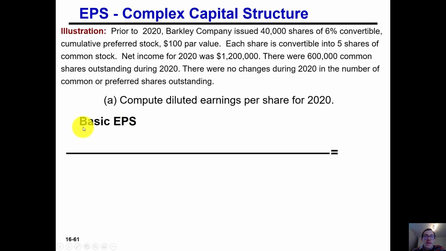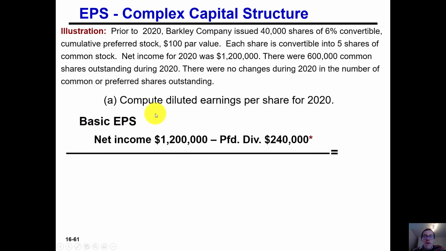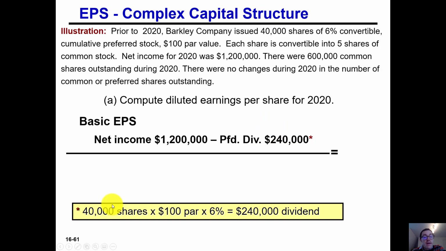Okay, so basic: I've got my net income, 1.2 million, minus my preferred dividend, 240. Now, where does that come from? You can see the calculation in yellow here. We've got 40,000 shares at $100 par value. The par value is important for preferred stock because it'll say something like $100 par value preferred stock at 6%. What that means is, as a preferred shareholder, you're entitled to a $6 dividend for every $100 par value share that you hold. So essentially, they're on the hook for 240,000 there for the preferred dividend.